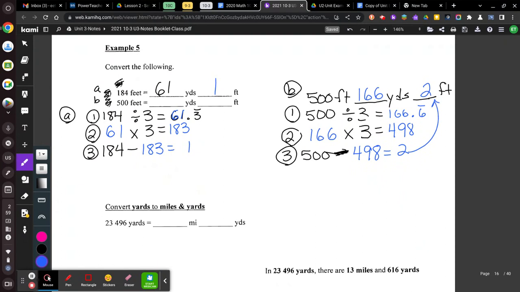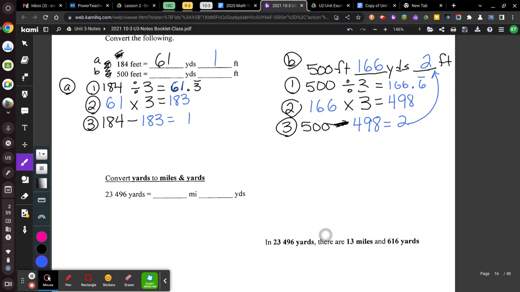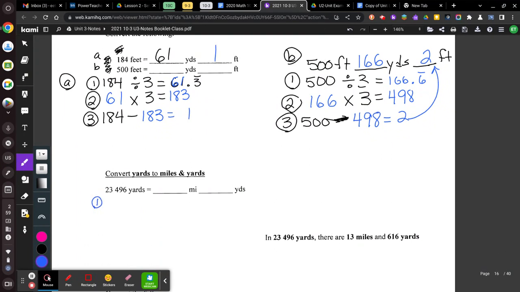On the second section here, we're going to go yards to miles. Now, yard to mile is going to be the 1760, and I'm going down, so I'm dividing. So for this step 1, I take my original 23,496, and I'm dividing by 1760. So that means in step 2, I'm timesing by 1760. Step 3, I use my original number, and I'll be subtracting the answer from number 2.